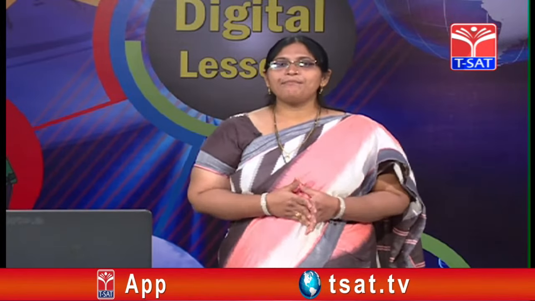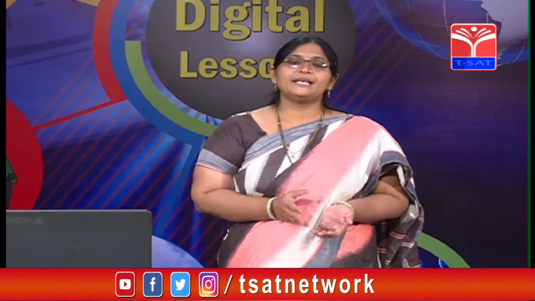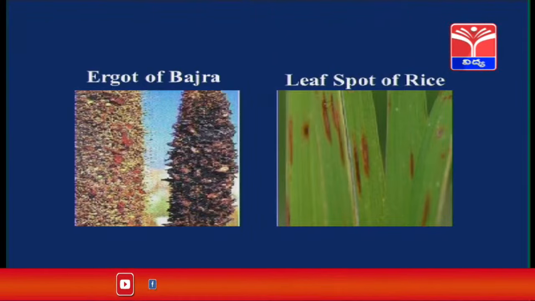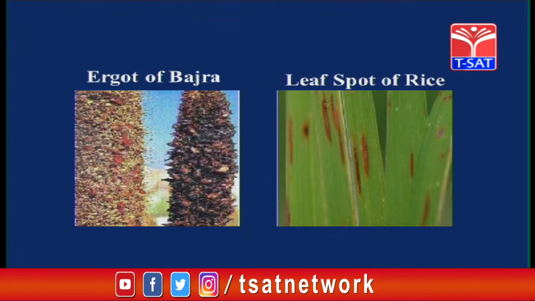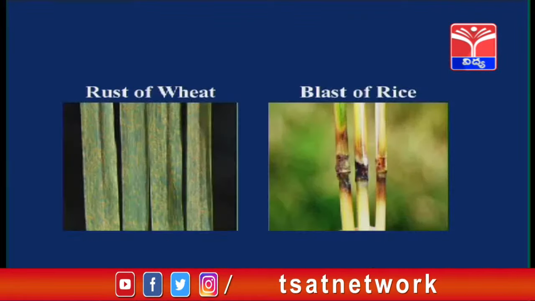Is it clear children? Now, let us see here, not only human beings and animals get diseases, even plants also get diseases, isn't it? Plants also get diseases from virus, bacteria, fungus, etc. So, here some examples are given. See children, what type of diseases occur in plants. First one is ergot of bajra. In bajra the disease, and the second one is leaf spot of rice. It is a disease in a rice plant. Next, blight in paddy. It is also one of the diseases. Next, tikka disease in groundnut. See in this how leaves have dots over them. And the next ones are rust of wheat and blast of rice.